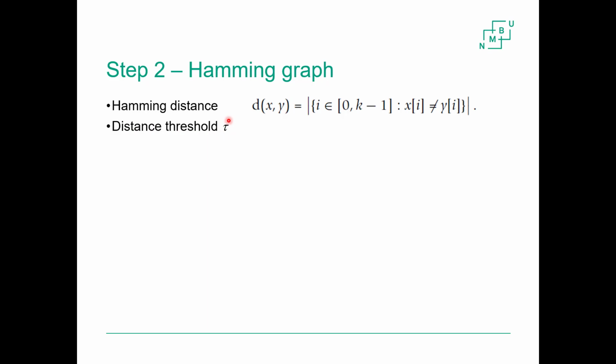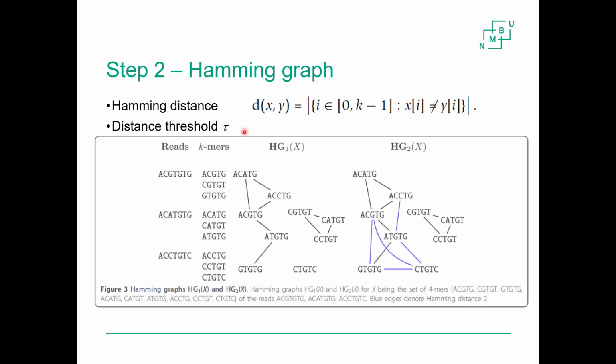Okay, they define a distance threshold, use this Greek letter tau, and say that we make now a Hamming graph. And what does a Hamming graph mean? Here is figure number 3 from the paper that I copied with some pictures of two Hamming graphs. This is a Hamming graph with distance threshold 1, so here tau equals 1, and over here it's 2. But let's look at this one first.